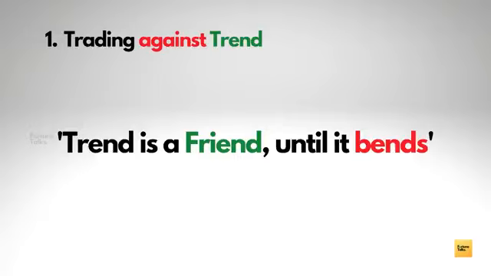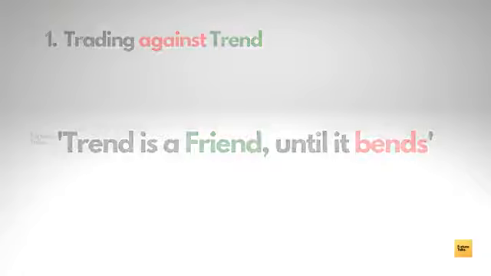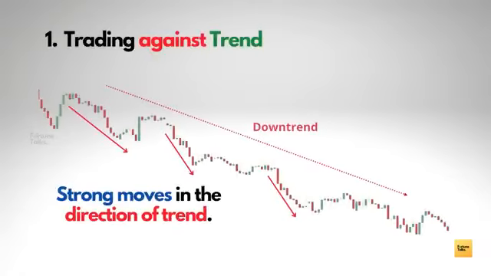Trading against the trend is quite illogical for me as a trader, and you don't want to do this in the first place. We have all heard the famous saying, a trend is your friend until it bends. So let's see why trading with the trend puts you in a much more favorable position than going against it. When you are moving in the direction of the trend, the moves that you get are pretty strong and can last for a longer period compared to someone who wants to trade against the trend.